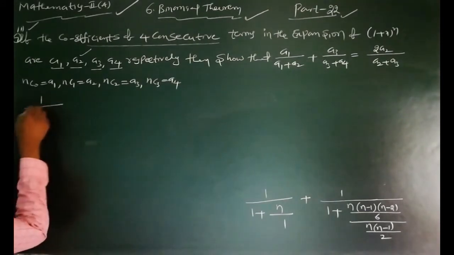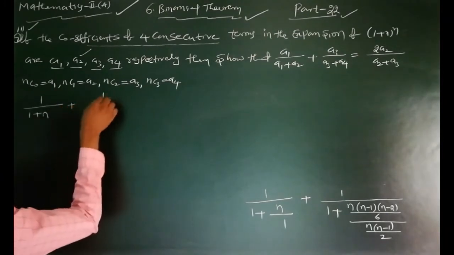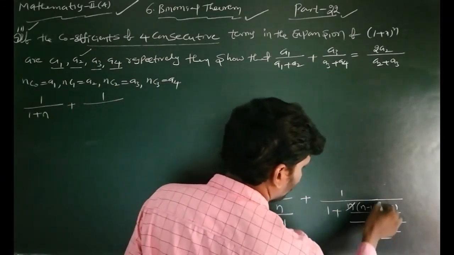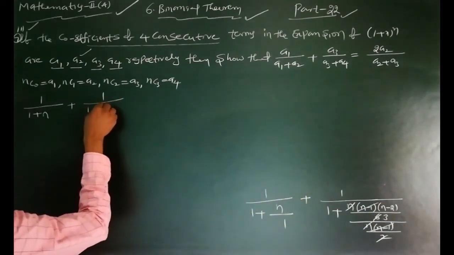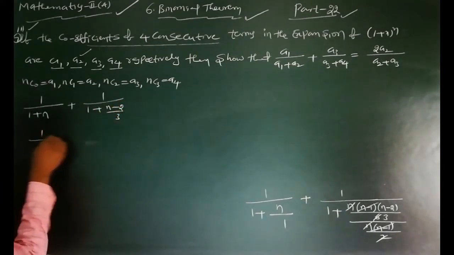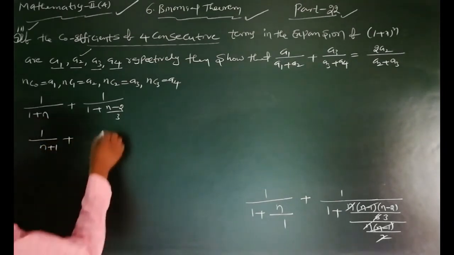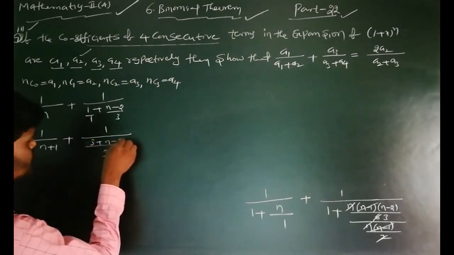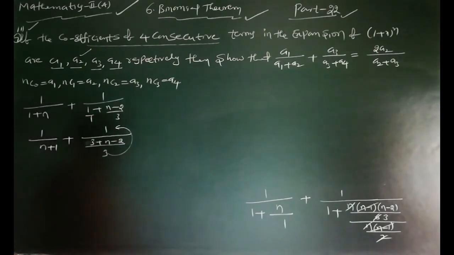1/(1+n) plus 1/n, the value is n plus 1 by... here n gets cancelled, n minus 1 gets cancelled. 2 ones are 2, 3 ones are 3: 1/(1+n) plus (n-2)/3. After that, 1/(1+n) is nothing but n plus 1 plus 1/..., you have to take the LCM: 3 plus n minus 2. 3 ones are 3 plus n minus 2. This 3 goes to the numerator.